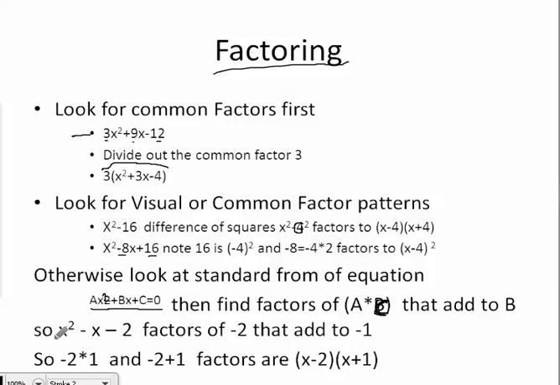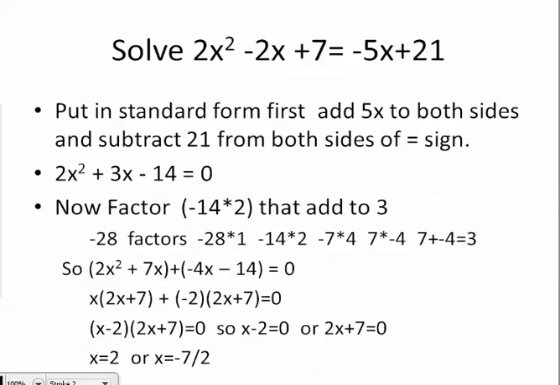So if I'm looking at this equation right here, I'm going to take the 1, that's what my a is, and the minus 2, multiply those together, and I get a negative 2. So I'm looking for factors of negative 2 that add up to negative 1. Okay? So negative 2 times 1, that's a 2. Negative 2 plus 1, that gives me a negative 1. So my factors would be x minus 2 and x plus 1. That's how you can use that information to get there.